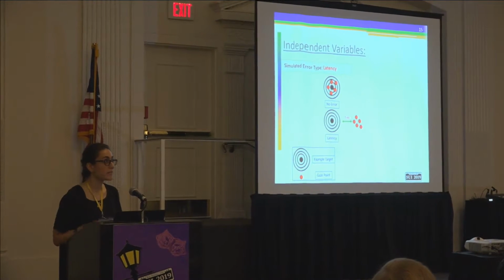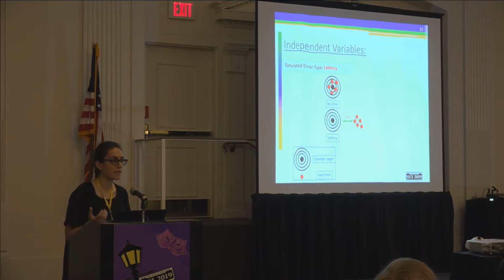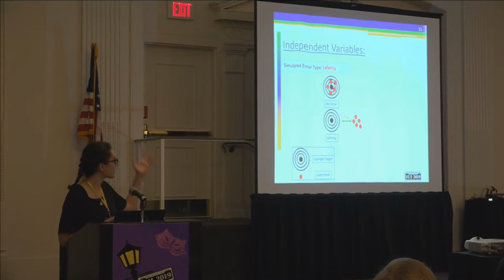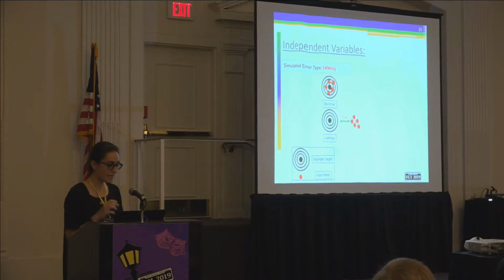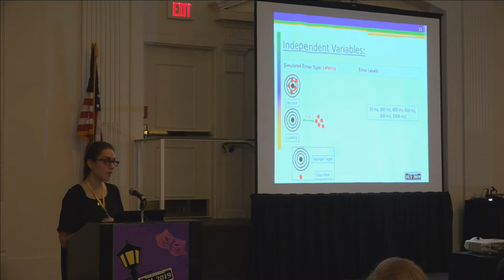Our next error type is latency. Latency depends on how many milliseconds the system is delayed, so let's say 10 milliseconds, then the gaze points are always going to follow the previous positions of the target instead of the actual position of the target. For this type of error, we tested values from 0 milliseconds to 1,000 milliseconds.